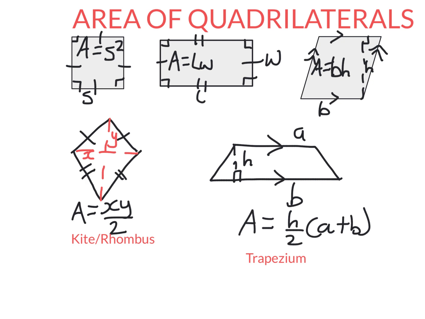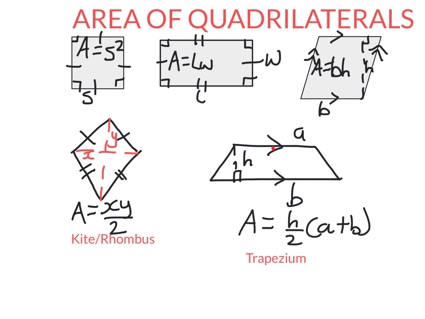So some shapes for which you may not have found the area before: kite and rhombus, so we can use the same formula for both. So note this here is a kite because pairs of adjacent sides are equal. If all four sides are equal, then it'd be a rhombus, but you can use the same formula for a kite and a rhombus. X and Y are the two diagonals, so you multiply together the two diagonals and divide by 2. This last shape here is a trapezium.